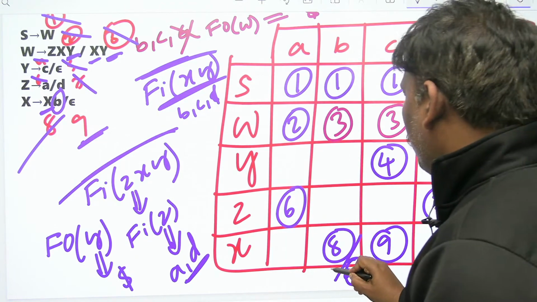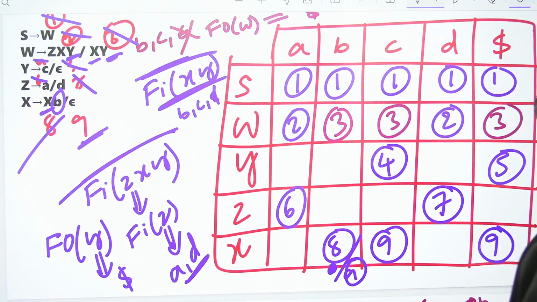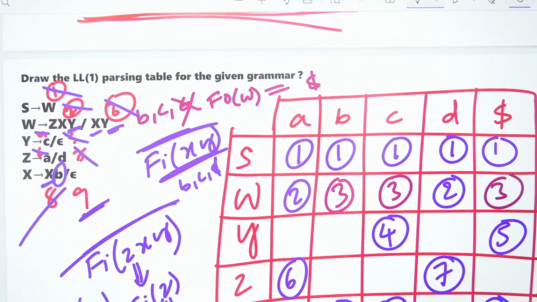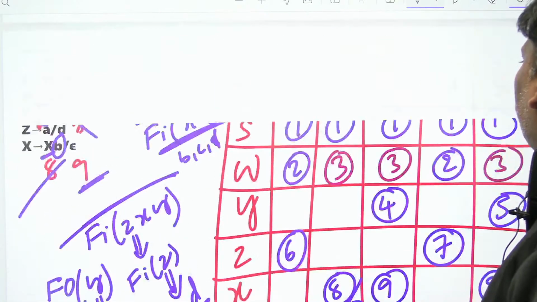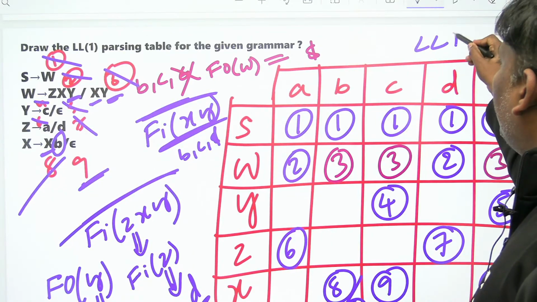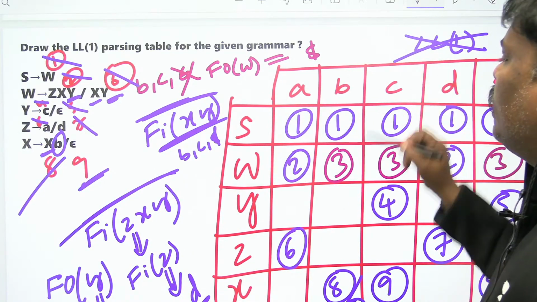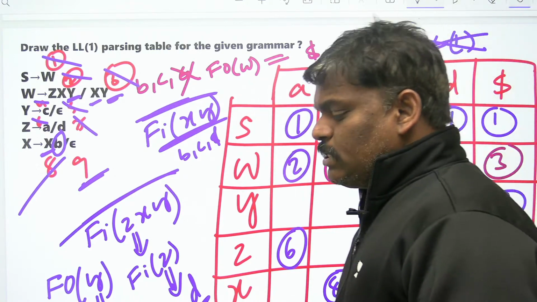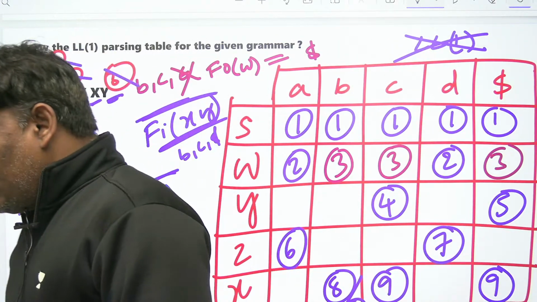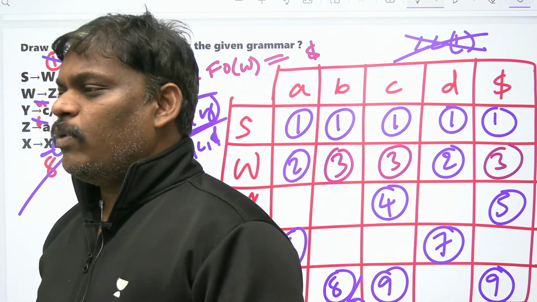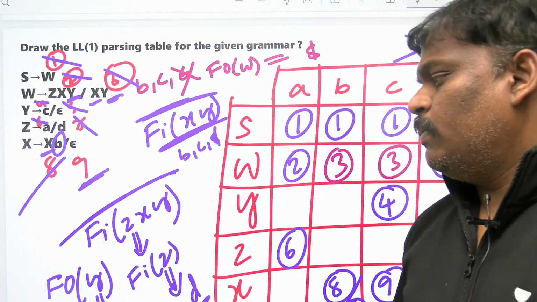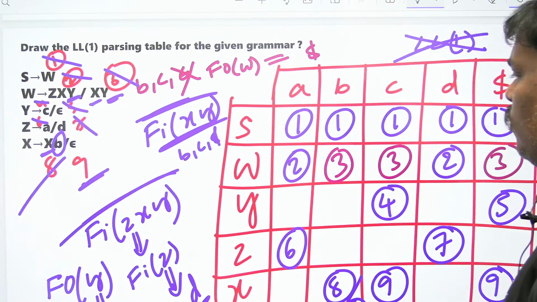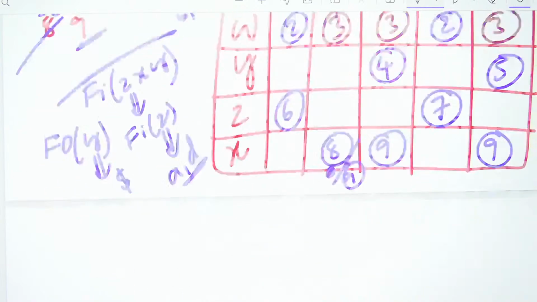Remember, because of this one, it is not LL1. What is asked? Draw the LL1 parsing table for the given grammar. This is the LL1 parsing table. So finally, the given grammar is not LL1. I constructed the table, and in a particular entry multiple productions came. So this is not LL1. Please check if anyone has a doubt. So my suggestion to everyone.